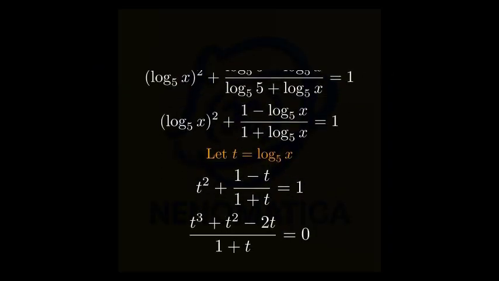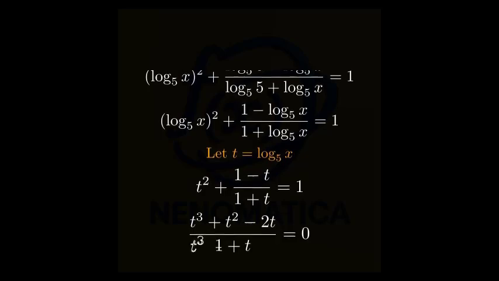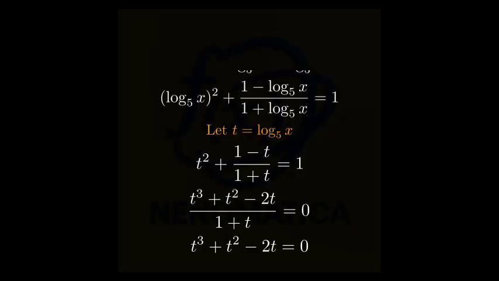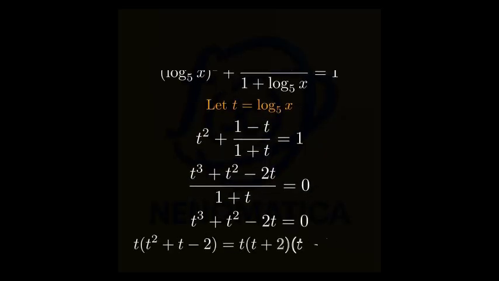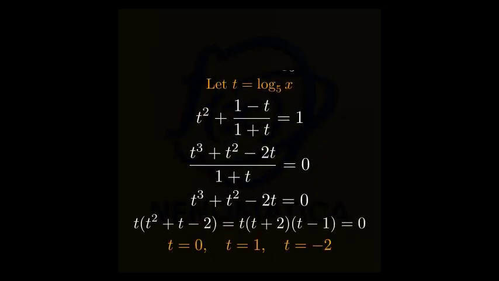This produces the fraction with numerator t cubed plus t squared minus 2t all over 1 plus t equals 0. Step 6. A fraction equals 0 only when its numerator is 0 and the denominator is not 0. So we solve t cubed plus t squared minus 2t equals 0. Step 7. Factor the polynomial. T times (t plus 2) times (t minus 1) equals 0. So t equals 0, t equals 1, or t equals negative 2.